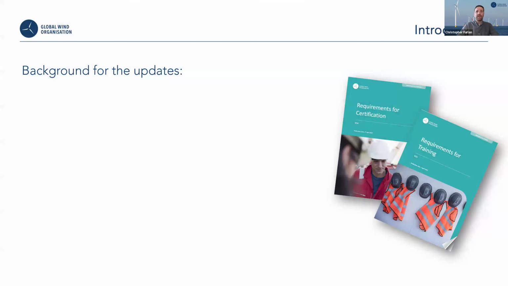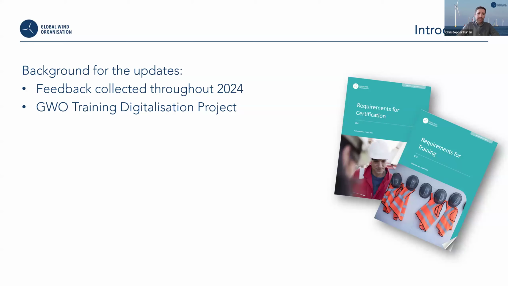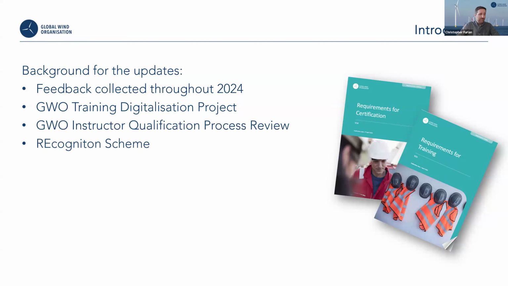So just a bit of background for where these updates came from. Over the past year, the GWO team has been looking at how we can improve the GWO governance and how we can improve the system. And throughout the entire year, I've been collecting feedback from certification bodies, from training providers and auditors pertaining to both the requirements for certification and the requirements for training. We also had a project running last year, which you may have seen on the website, looking into digitalization and training and how digital technologies can work within the GWO training sphere. We also reviewed the instructor qualification process, and we've also developed the recognition scheme, which is a new addition to the requirements, which weren't in there before. So it's a completely new section.